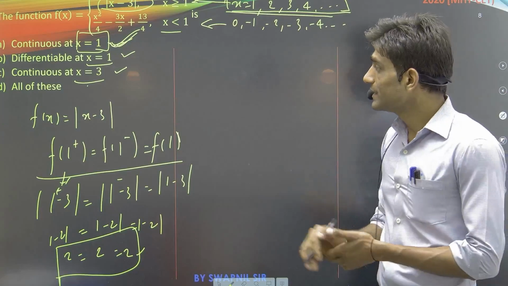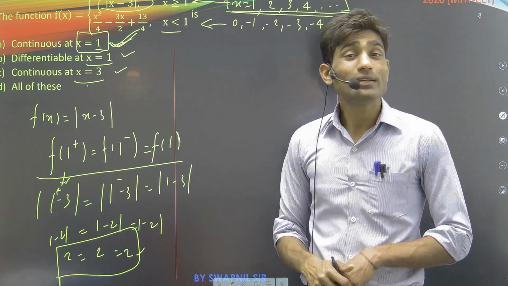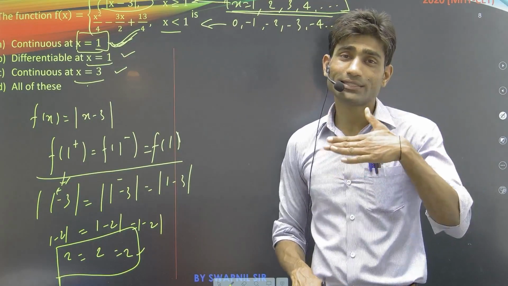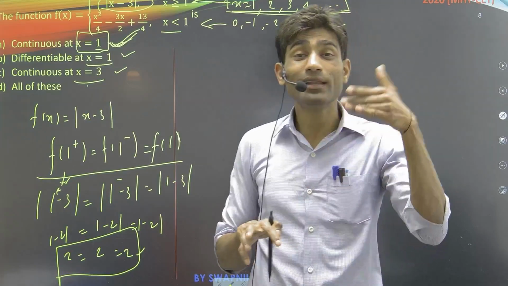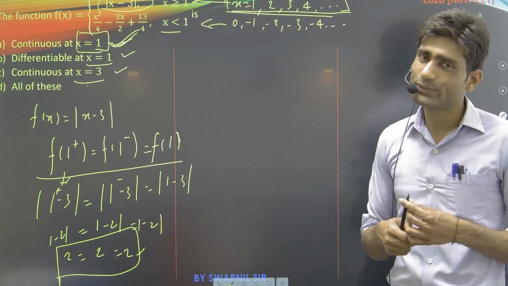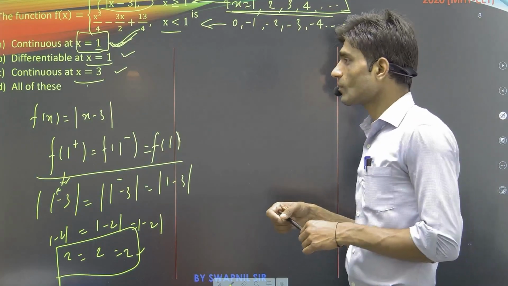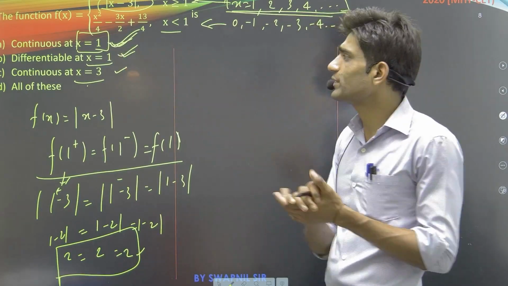Similarly, we have to show whether the function is differentiable at x equal to 1. There is a relation between continuity and differentiability: if a function is differentiable, then it implies continuity. This result is also applicable here. Now let's go for the next part. We have to verify whether it is differentiable at x equal to 1 or not.